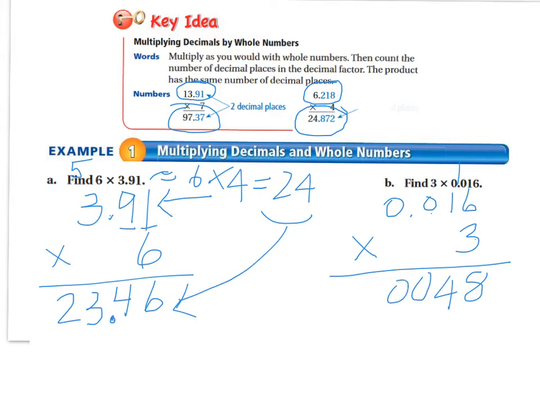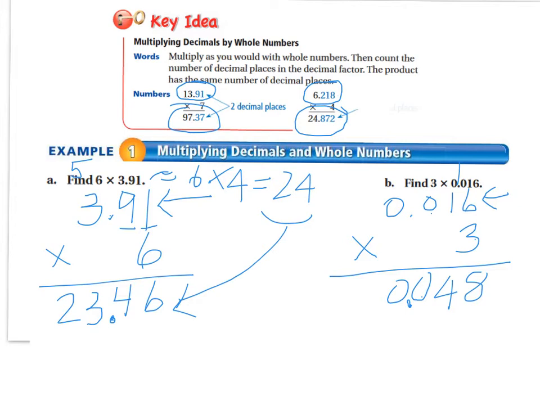I go back and look at my decimal factor, the number that has the decimal in it, and I see that there are 1, 2, 3 place values now to the right of the decimal. So I need to move the decimal 3 places here, and it would go in right there, 0.048.